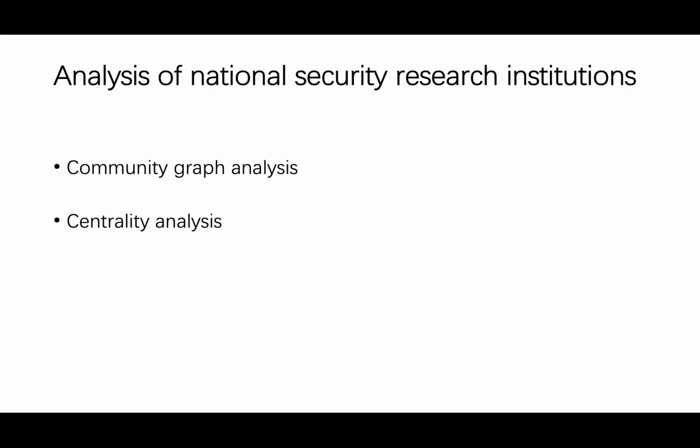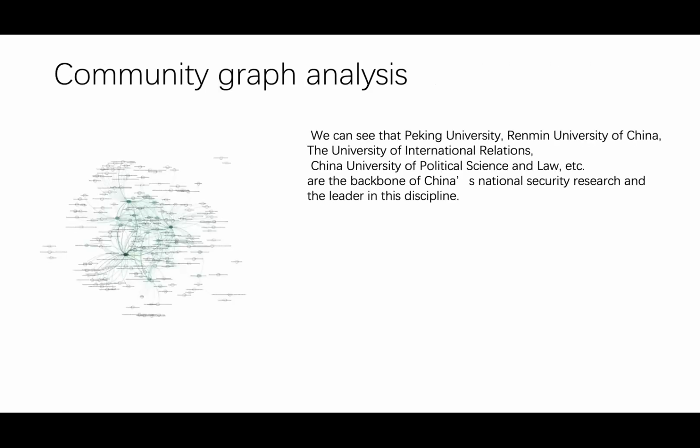Also, the fourth is the community graph analysis. I put the data in the Giphy and make this picture. We can see that Peking University, Renmin University of China, the University of International Relations, and the China University of Political Science and Law are the backbone of China's national security research, and are the leaders in this discipline.